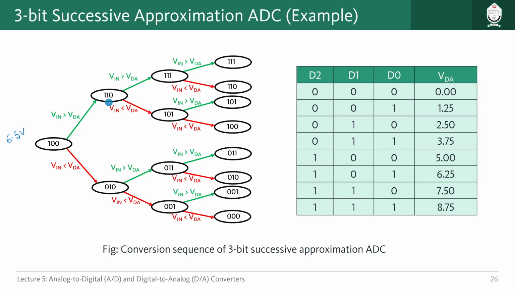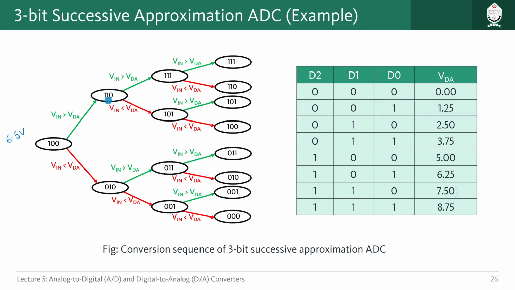So if that is the case, for this one, 110, we know the corresponding value is this one, right? 7.5 volt is the corresponding analog value, and that will be compared with the original input signal, and we know 7.5 is greater than 6.5. That means now we have to guess a slightly lower value, not higher than the one we have guessed. So our guess is not quite correct.